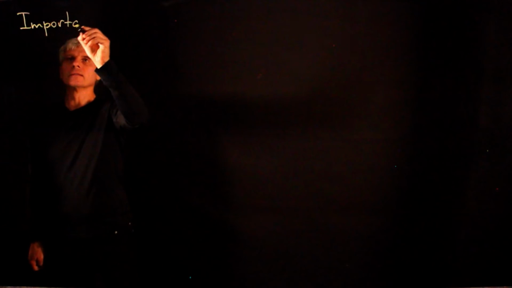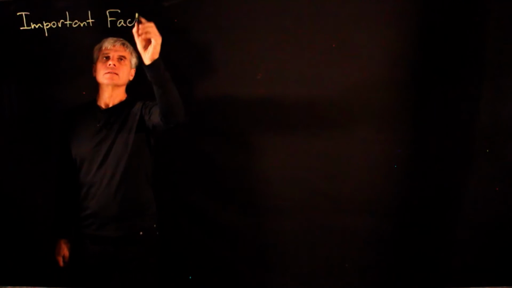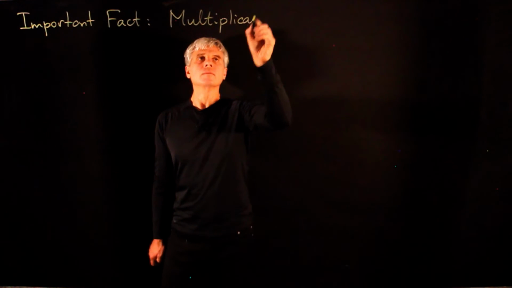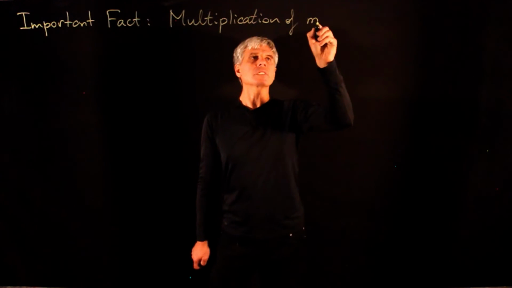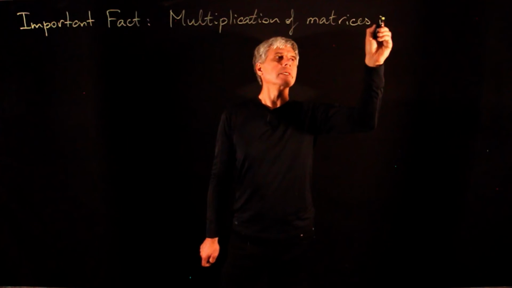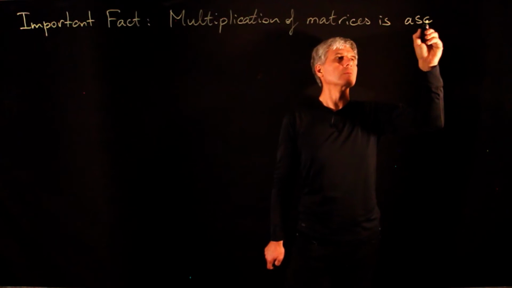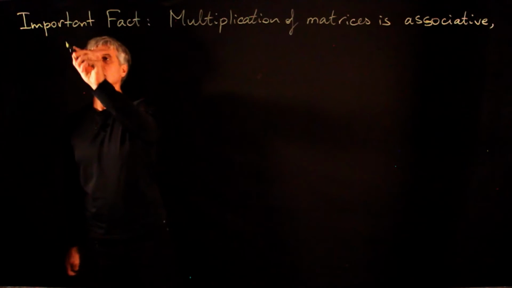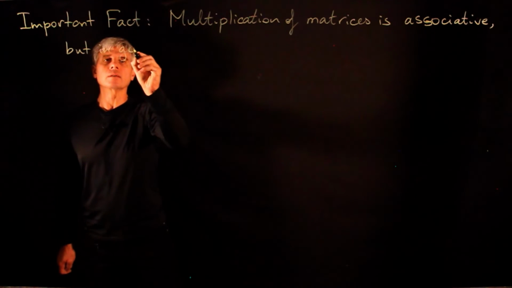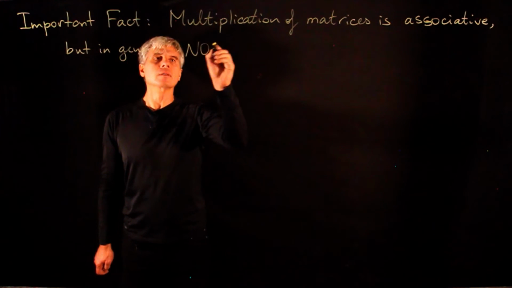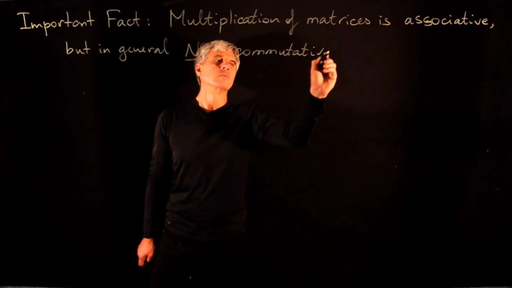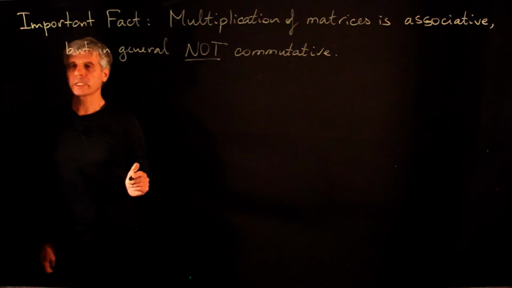Let us mention the following important fact: multiplication of matrices is associative but in general not commutative. Now, what are we saying here?